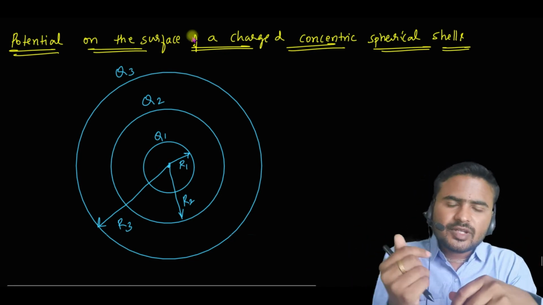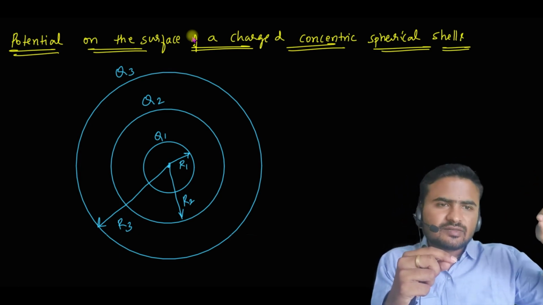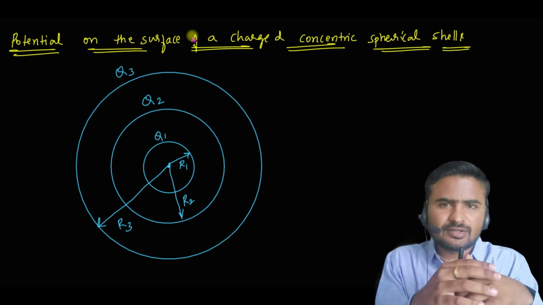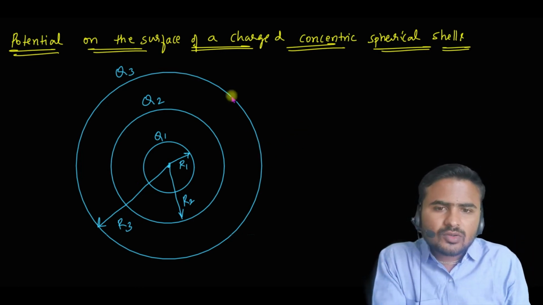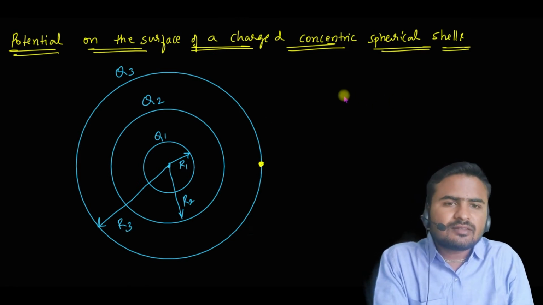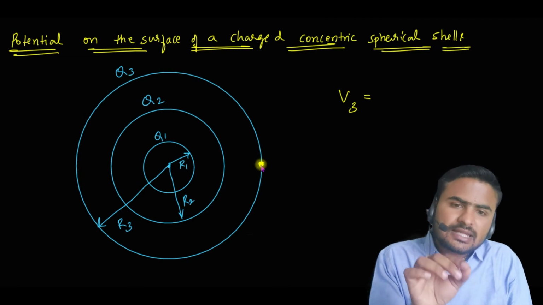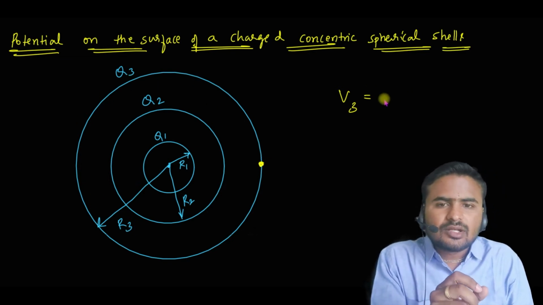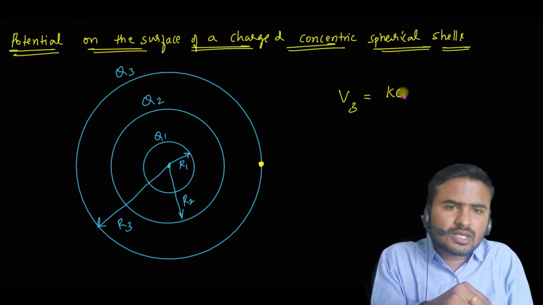Now in the previous videos we discussed potential at a point outside the spherical shell, on the surface of the spherical shell, and inside the spherical shell. The same concept we are going to apply here. If I want to know the potential on the surface of the third sphere, then the potential at that point due to the charge on the third sphere is going to be kq3 divided by r3, right?